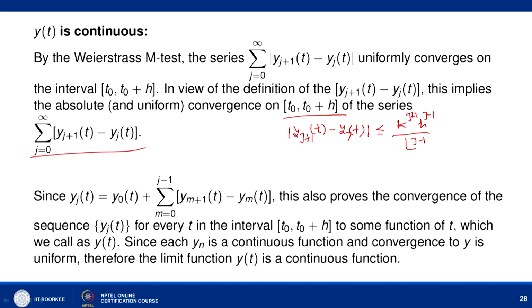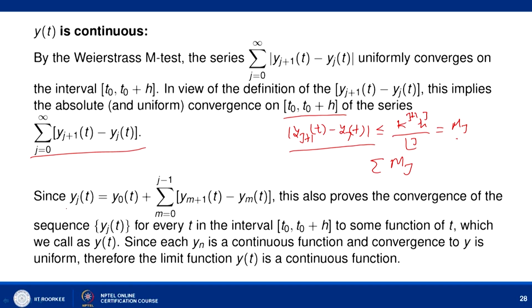Is it okay? I think it is. Just a minute. Here it is j, and here it is j. So, we can say that this is bounded by K^(j+1) s^j upon factorial j. Now, we can apply the Weierstrass test. We can call this Mj, and the summation of Mj is converging, so this series is convergent. By the Weierstrass test this is convergent, and this convergence is uniform convergence.